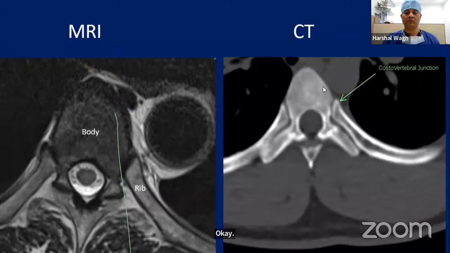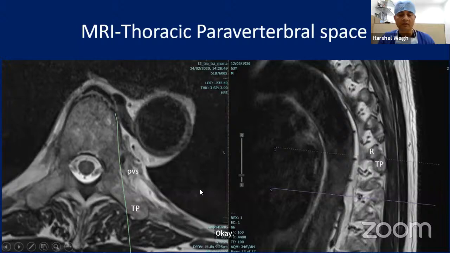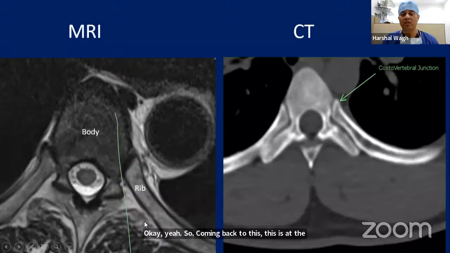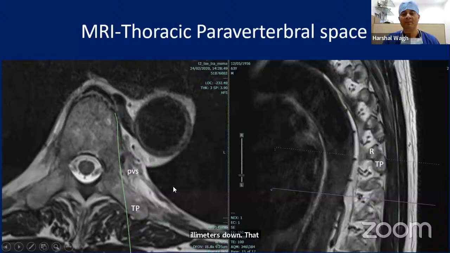Okay, so coming back, this is at the level of the rib joining with the transverse process. If you go a few millimeters down, the ribs have disappeared, and the transverse process is still in view, but that's the paravertebral space on an MRI. So you can see that's the cross section that is taken, and you can see the whitish nerve root which is emerging from that. So that's the paravertebral space.